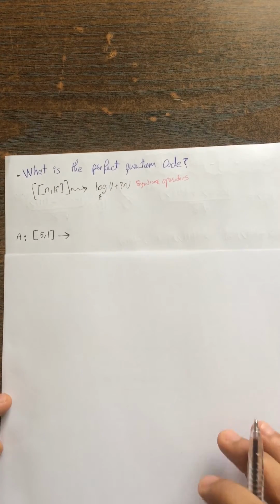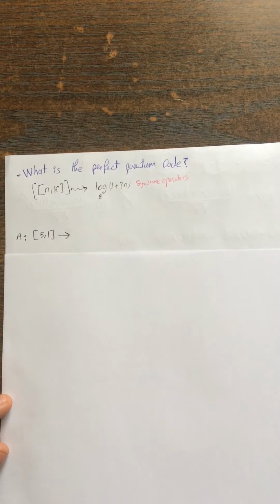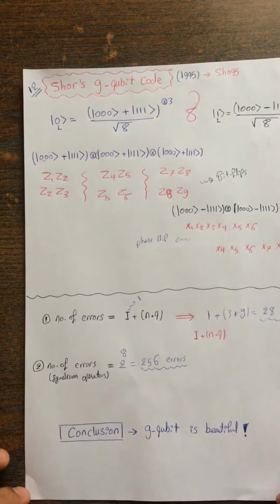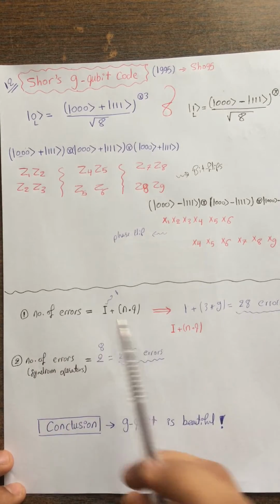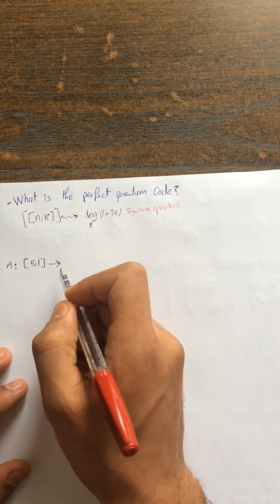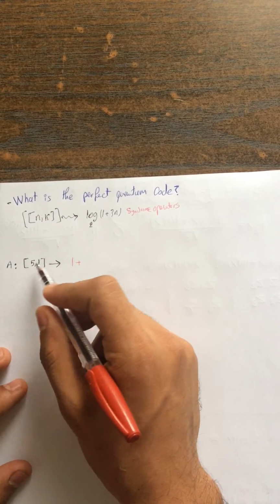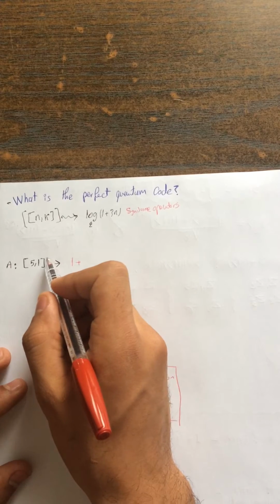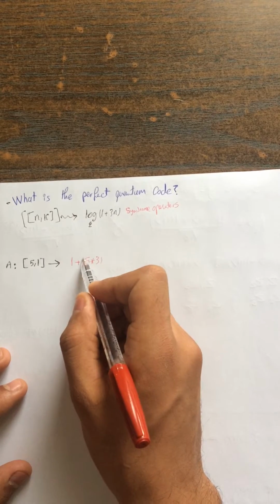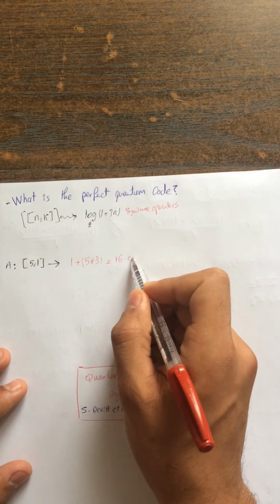So let's answer the question that we raised here. What's the perfect quantum code? It's actually the 5-qubit code. Why is it the 5-qubit code? This is the answer, and we would like to know the reason for this. If I apply the number of errors that I have here, remind yourself that the number of errors is going to be like this. So let's say I have 1 plus 5 times 3, because I have triplets, and this is nothing else than 16 possible errors.